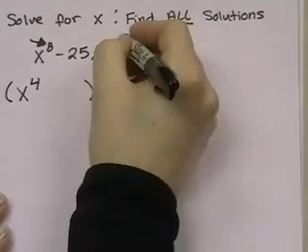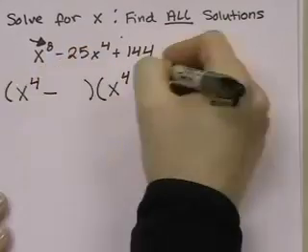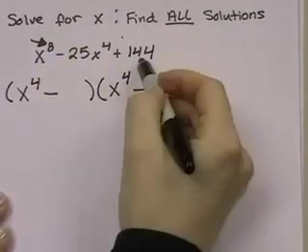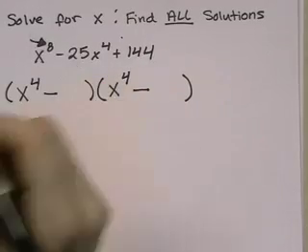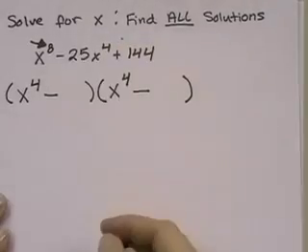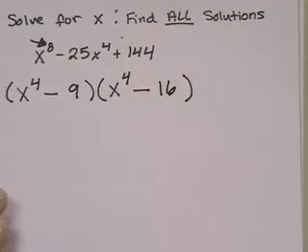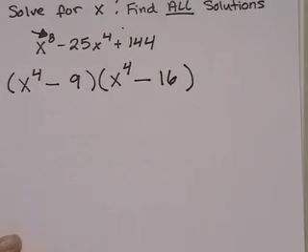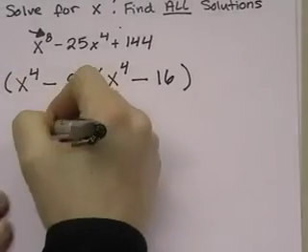The signs are the same. They multiply together to be positive, add up to be negative, so they're both negative. However, the square root of 144, 12 and 12, does not add up to 25. 12 and 12 is 24. I need 25. Therefore, we're going to use 9 and 16. There's one factor. We can continue to factor each of these problems.